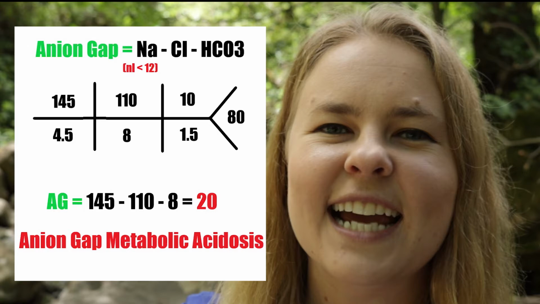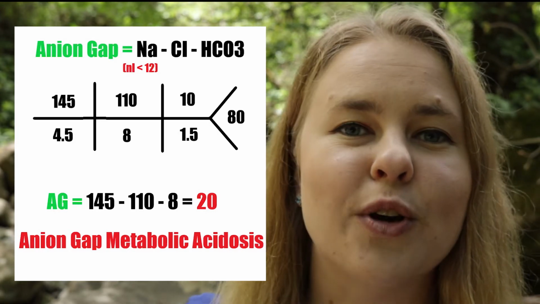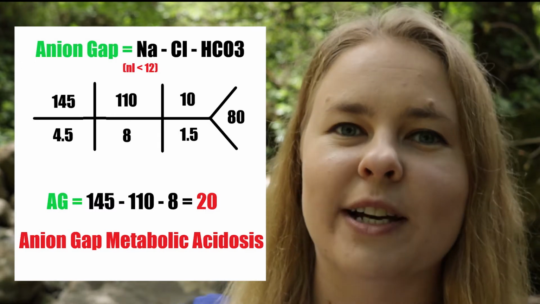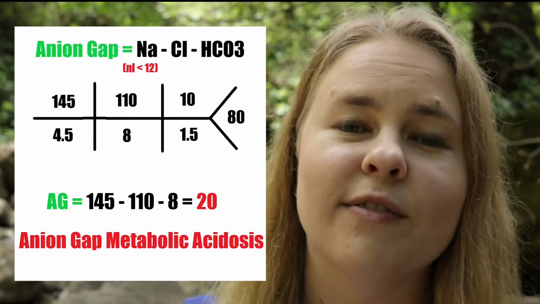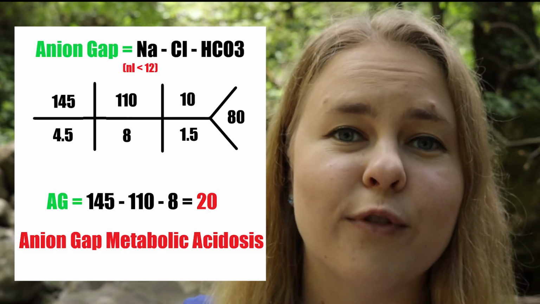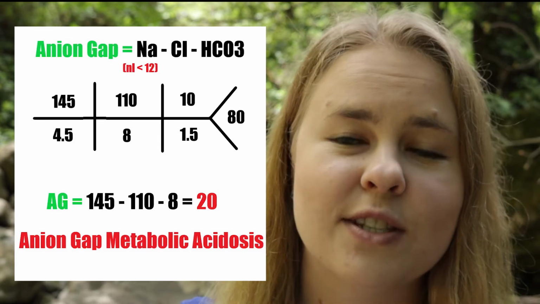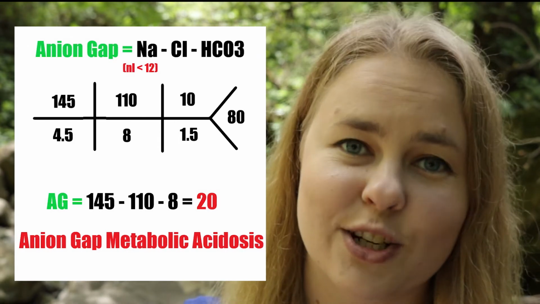So while your patient is quasi-stable, you decide to consult Dr. Google. Anion gap is simply your cations minus your anions. It's going to be your sodium minus your chloride minus your bicarb. Anything less than 12 is normal. In our patient scenario, the anion gap would be 145 minus 110 minus 8. That's greater than 12, so you have an anion gap metabolic acidosis.